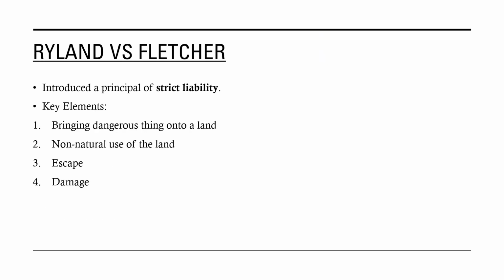The first element is Rylands versus Fletcher. Rylands versus Fletcher introduced a principle of strict liability, and the key elements are: first, bringing a dangerous thing onto a land; second, non-natural use of the land; third, escape; and fourth, damage.